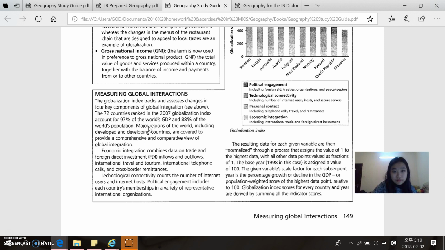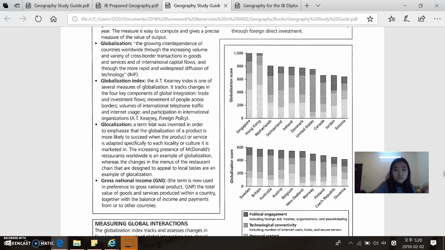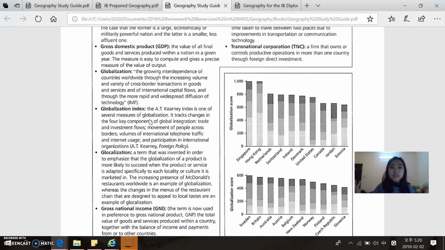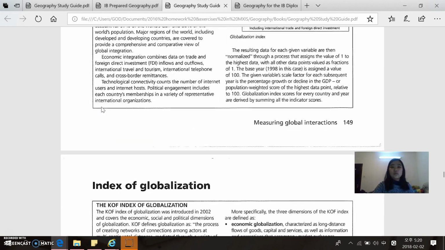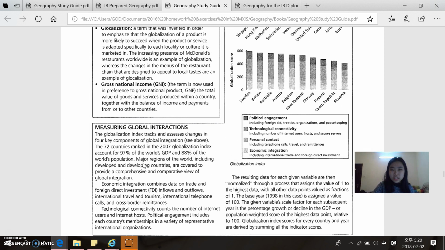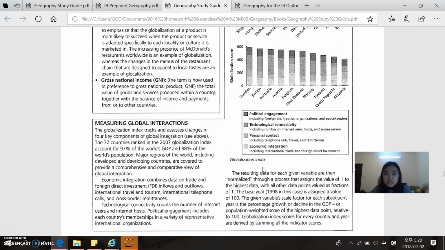First, for the AT Kearney index, this statistic is useful to know. The 72 countries ranked in the 2007 Globalization Index, the AT Kearney Index, account for 97% of the world's GDP. That's almost the entire GDP, right? And 88% of the world's population. All those who are ranked in the globalization index, all those who are involved in globalization, tend to create more products. Because GDP is the value of all final goods and services produced within the nation. So the more you're involved in globalization, it could show a pattern: the more you produce, your production increases. Okay, so these are the 4 major brackets for the AT Kearney index.